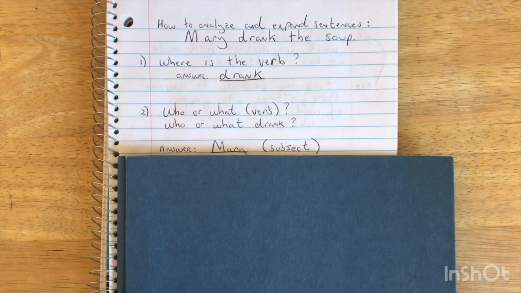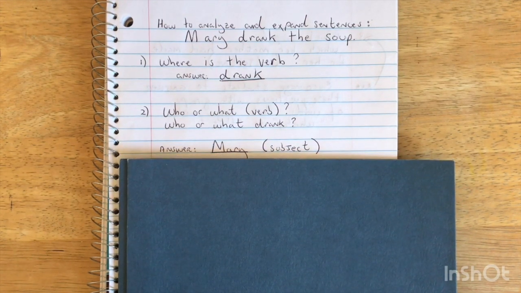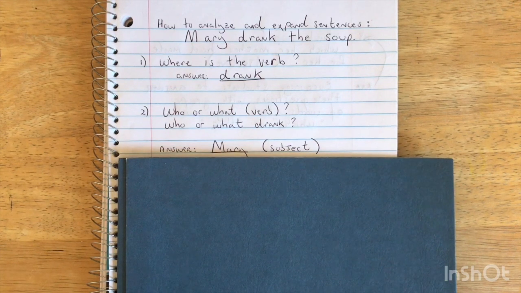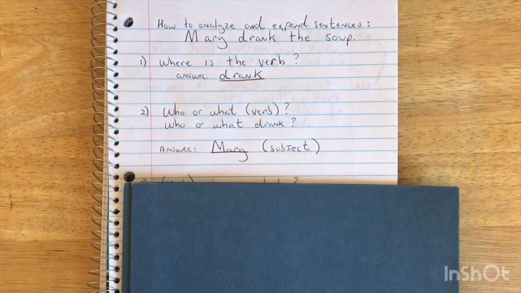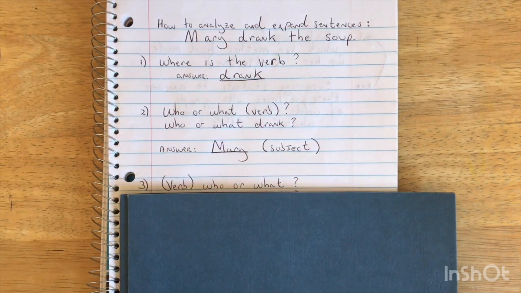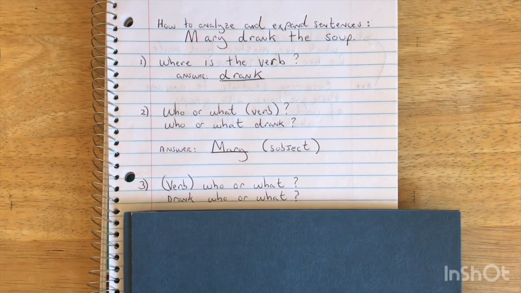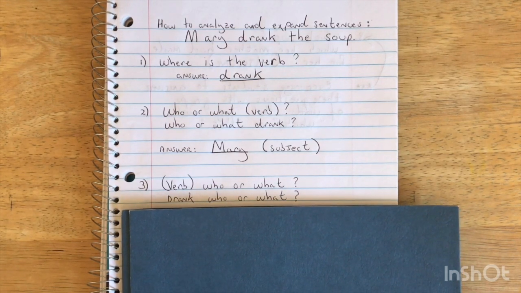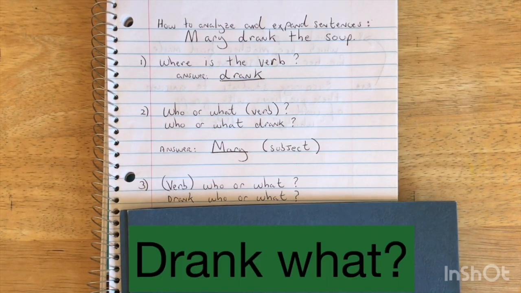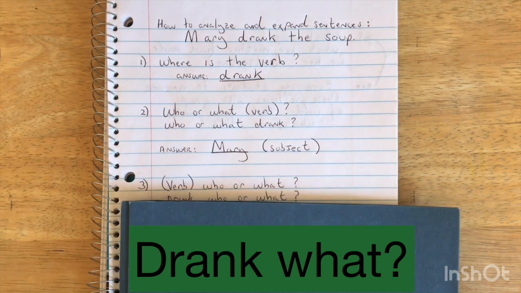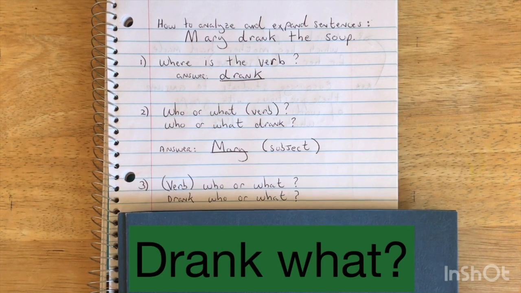We know where the verb is. The verb is drank. We know the subject of our sentence, Mary. And now let's go to the third question block. That's right, and that is verb, who or what. I'm going to replace the word verb with the word drank, and I'm going to write drank, who or what. That is my question. Well, obviously, it's not a drank who, but a drank what, but I say the whole question anyway. But really, it's drank what, okay?